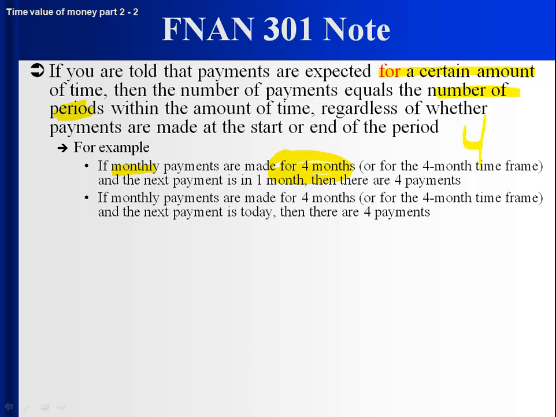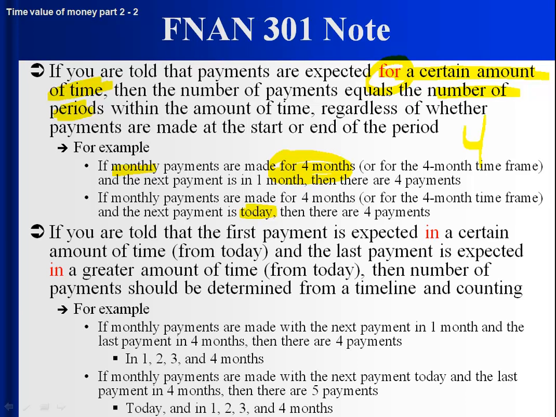If they start right in 1 month, then the 4 payments would be in 1 month, 2 months, 3 months, and 4 months. If the payments start today, then the 4 payments would be today and then in 1, 2, and 3 months. If there were payments for 4 months starting in 7 years, you'd have your first in 7 years, and then in 7 years and 1 month, 7 years and 2 months, 7 years and 3 months. So whenever you see "for" a certain amount of time, it doesn't matter when they start.